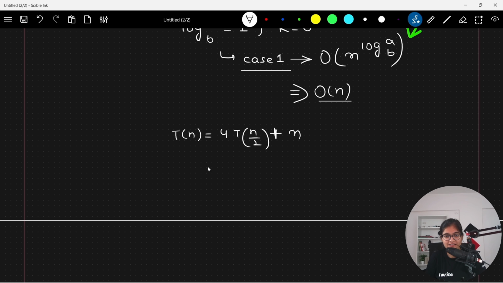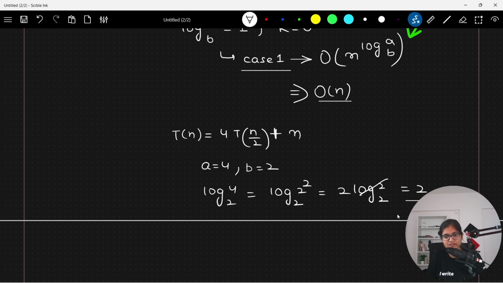So here again, the value of a is equal to 4, the value of b is equal to 2. Now again, we will try to find the value of log a base b, the very first step that we have. So it will be log 4 base 2, which is log of 2 to the power 2, right? This can be written as 2 log 2 base 2. This is 1, so the answer is 2.